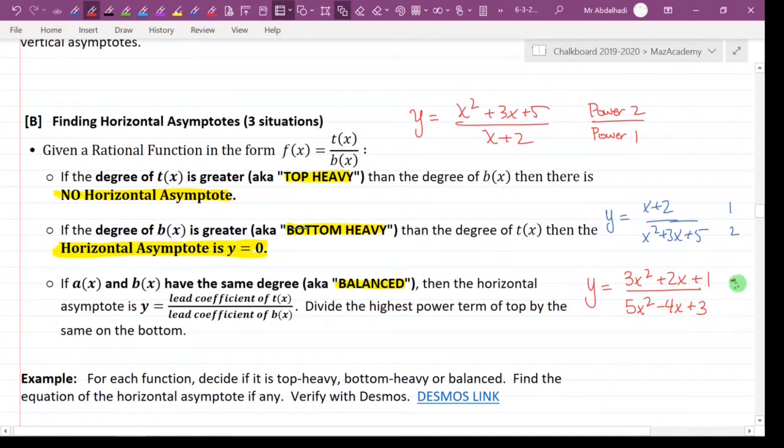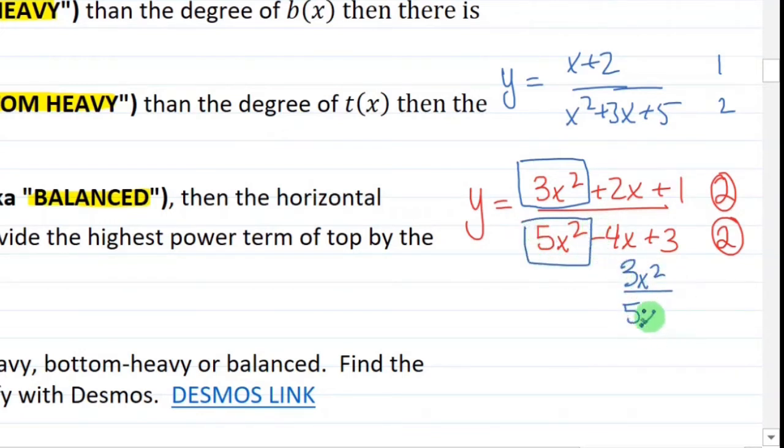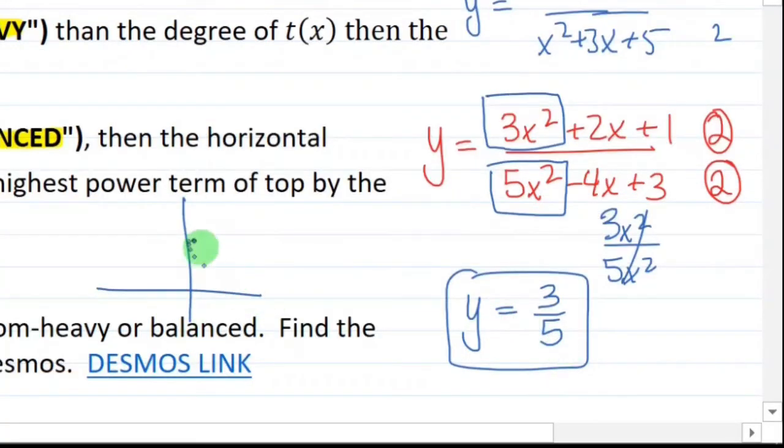Okay, what's the power on top? It's a power of 2. What's the power on the bottom? Also a power of 2, x squared, x squared. The power is balanced. Top and bottom, same power. So is there a horizontal asymptote? Yes, there is. It is going to be simply take the highest power term on the top and divide it by the highest power term on the bottom. So take 3x squared and divide it by 5x squared. The x squares cancel out and you get y equals 3/5. That's going to be your horizontal asymptote. Okay? It's going to be a horizontal line, y equals 3/5. So if you had a graph here, and let's say this is y equals 3/5 right there, it'd be that horizontal line right there.